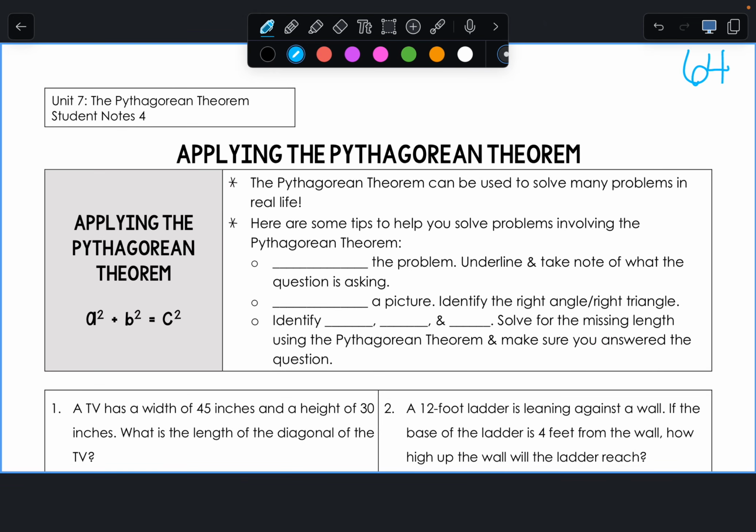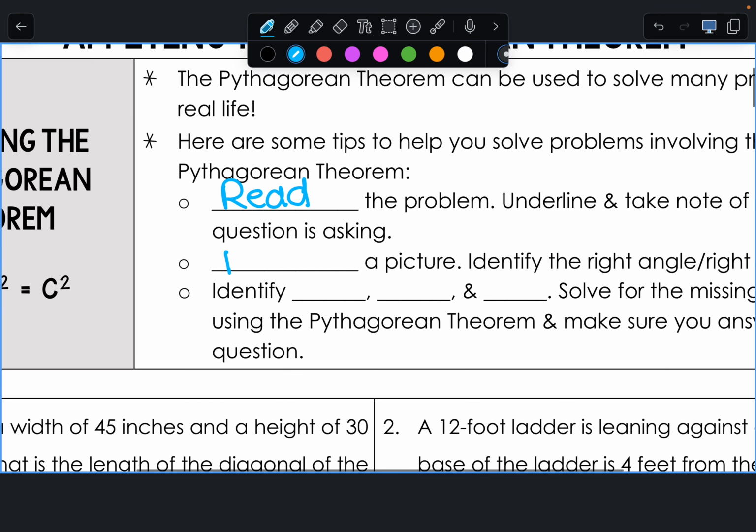All right. So, most important things, you need to read the problem. You're going to draw a picture. Drawing a picture always helps. And as always, identify your A, B, and C. Okay? Remember, C is always going to be which side? The biggest side, the longest side, the biggest number. And it's also called the what?